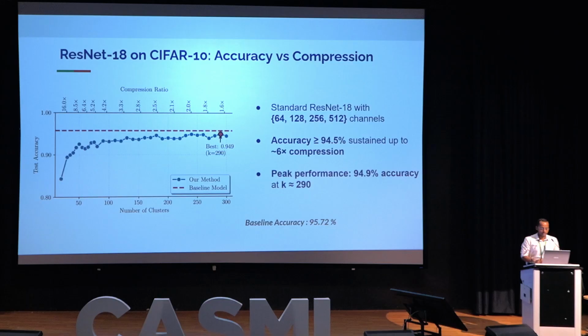Basically, with ResNet, we tried it on a larger and more practical model. What you see in the plot is how the test accuracy evolves as we vary the number of global clusters K. The highest accuracy, 94.9, basically occurs at nearly K equals 290. Instead of taking the entire neuron parameters, we can use only K equals 290 parameters during inference, and it will give us accuracy very close to the original model.